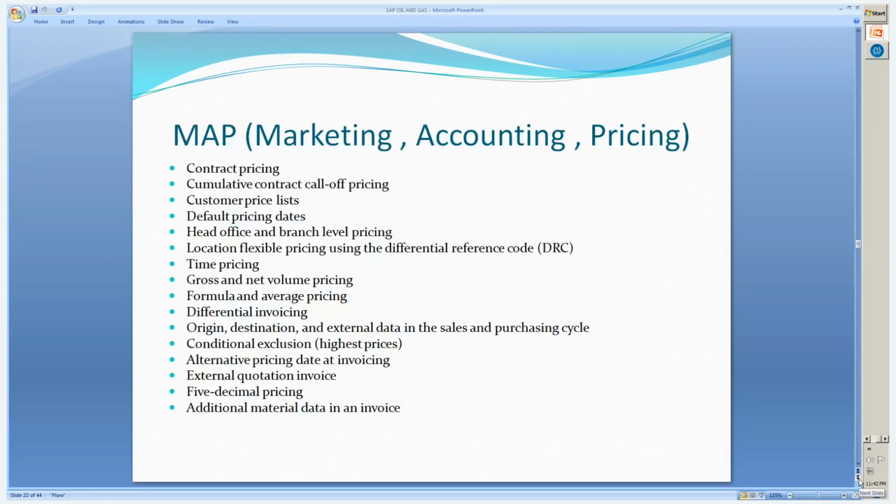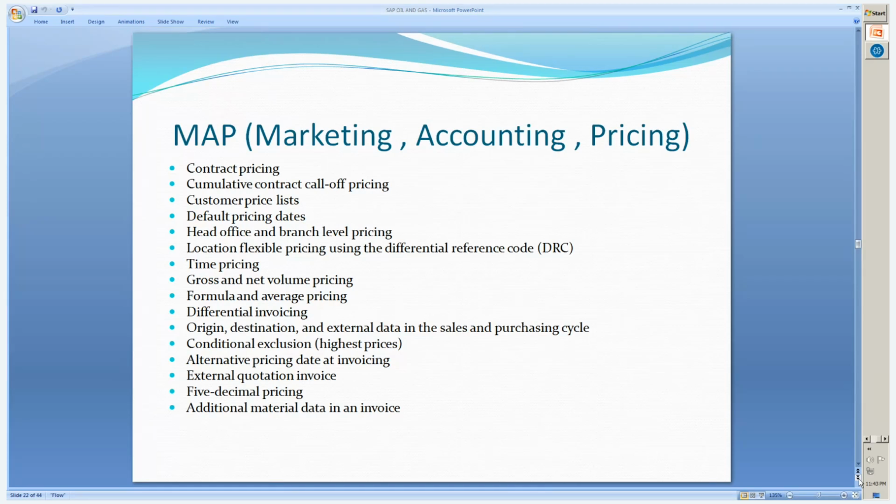Now comes marketing accounting pricing. Basically, pricing is a basic function used in SAP sales and distribution. We are using the complete components of the condition technique here also. But there are different methods by which you can do pricing calculation: contract pricing, cumulative contract call-off pricing, using the customer price list, then default pricing dates. Also we have head office and branch level pricing, location flexible pricing using the DRC models, date and time pricing, formula and average pricing.